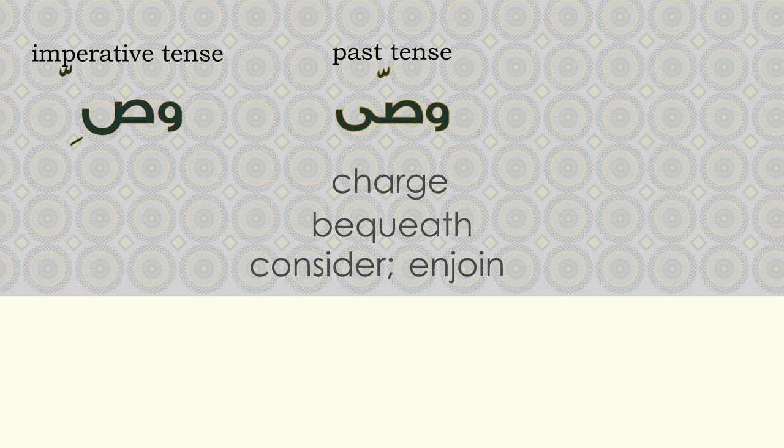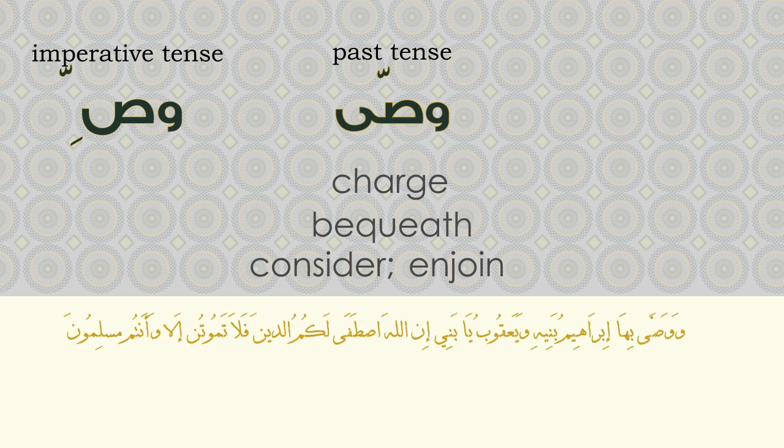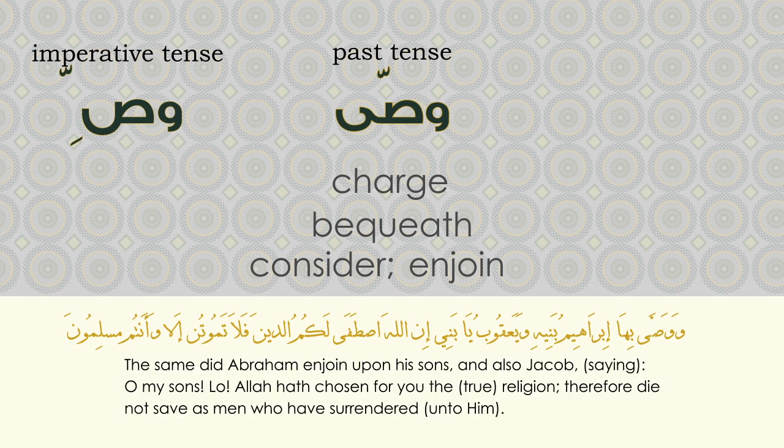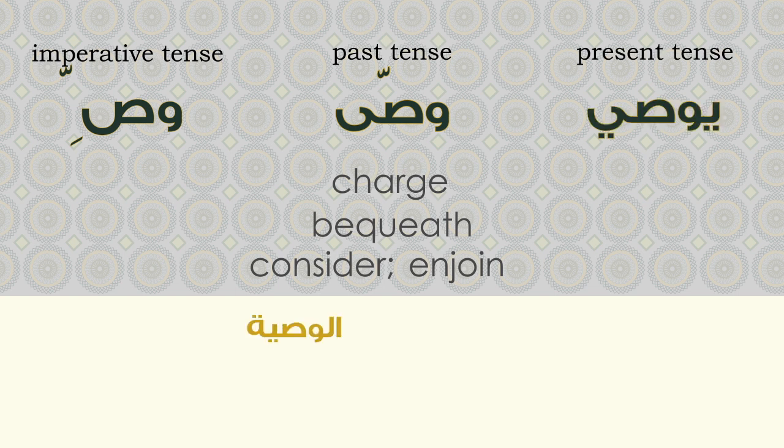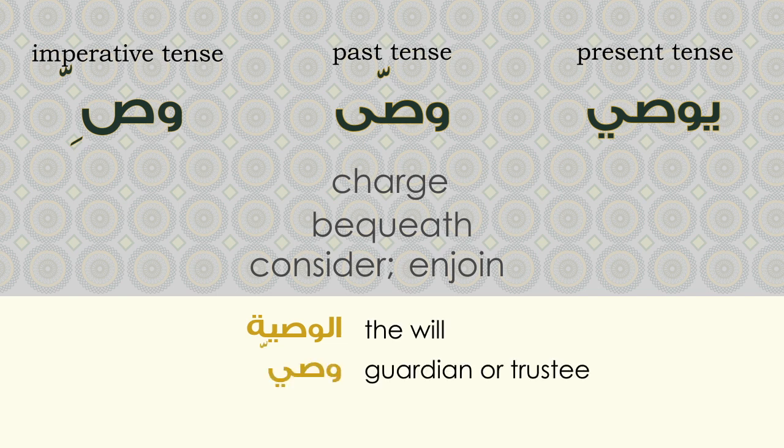Here is an example. وَوَصَّى بِهَا إِبْرَاهِيمُ بَنِيهِ وَيَعْقُوبُ. The same did Abraham enjoin upon his sons and also Jacob. And its present tense is yuwassi. The word al-wasiyya means the will, and wasi means guardian of the person or trustee.